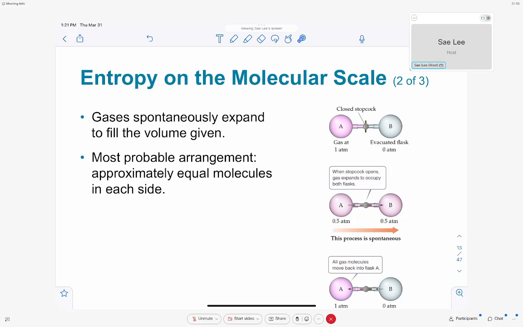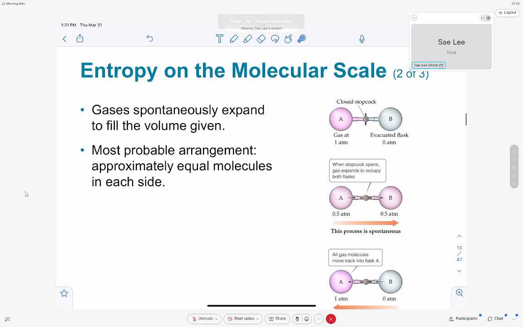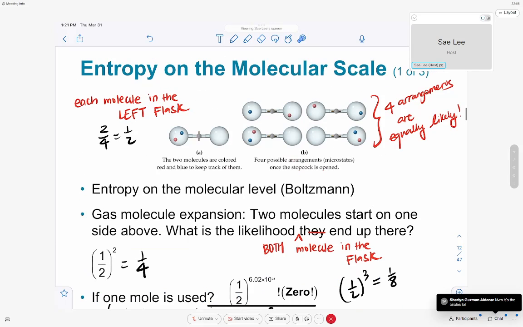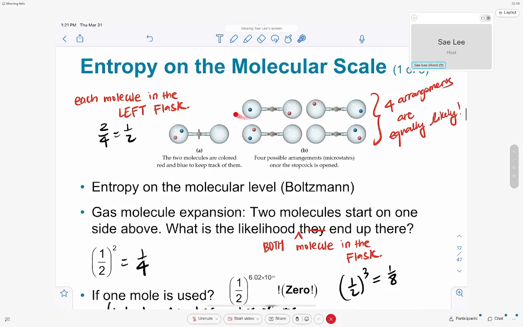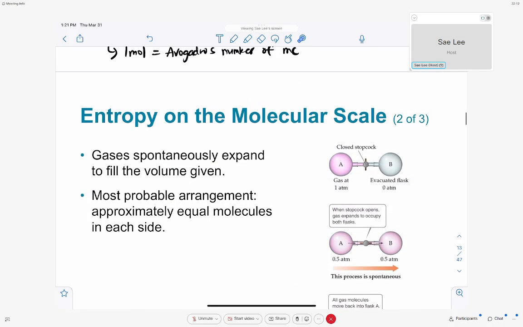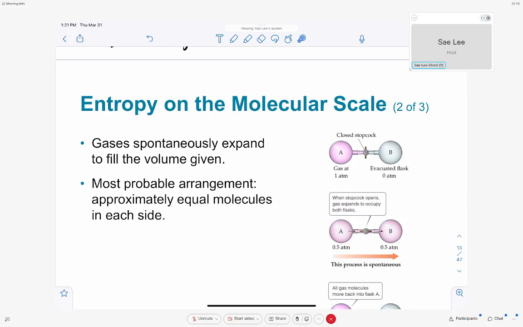The diagram is showing the expansion of gas when the stopcock is open. The most probable arrangement of gas molecules will be approximately equal molecules on each side. That's going to be the most probable arrangement. From this, we can say that it is entropically favored for the gas to spontaneously expand and distribute between the 2 flasks. The resulting increase in the number of possible arrangements is an increase in the randomness, an increase in the disorder of the system.